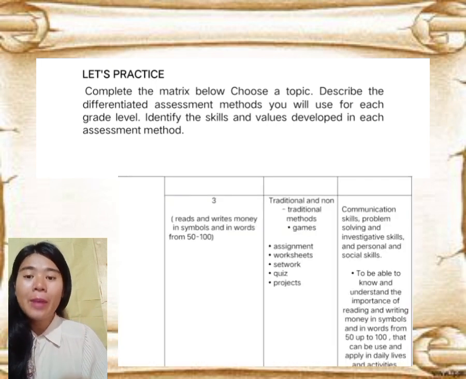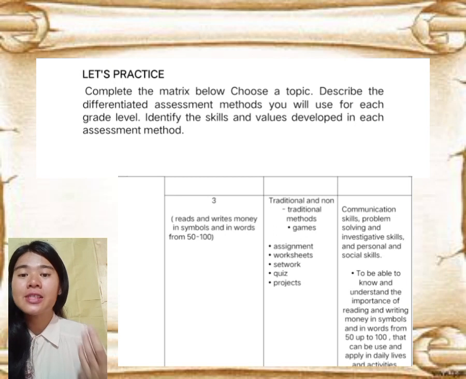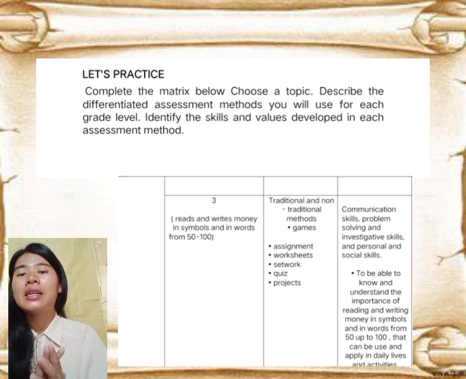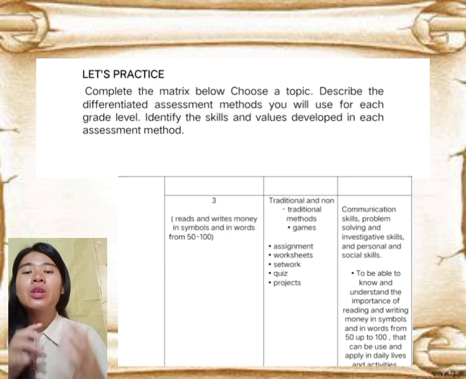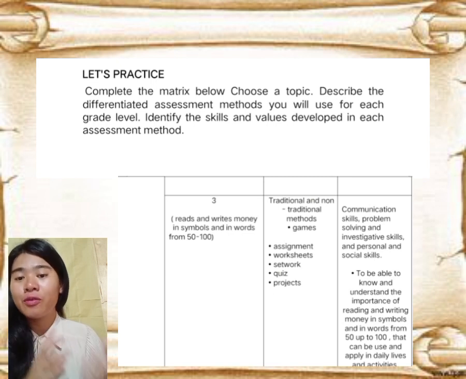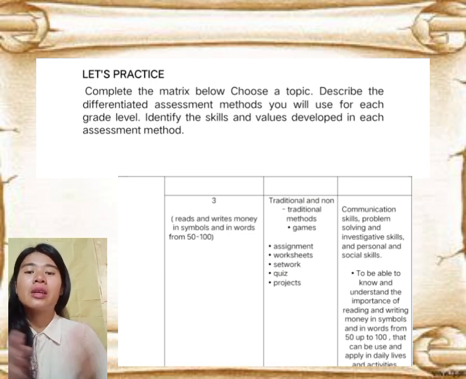So for grade 3, topic: reads and writes money in symbols and in words from 50 to 100. Assessment method: traditional and non-traditional methods. Games, assignments, worksheets, seatwork, quizzes, and projects. Values and skills developed: reading skills, writing skills, problem-solving skills, personal and social skills, and also to be able to know and understand the importance of reading and writing money in symbols and in words from 50 up to 100 that can be used and applied in daily lives and activities.